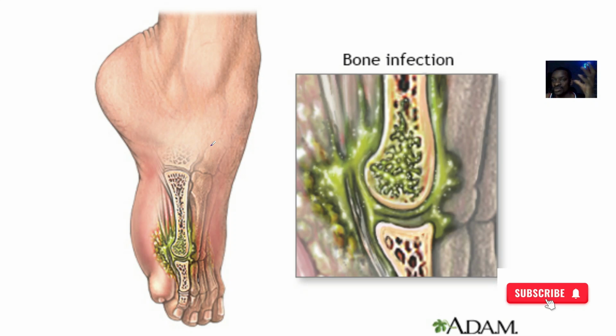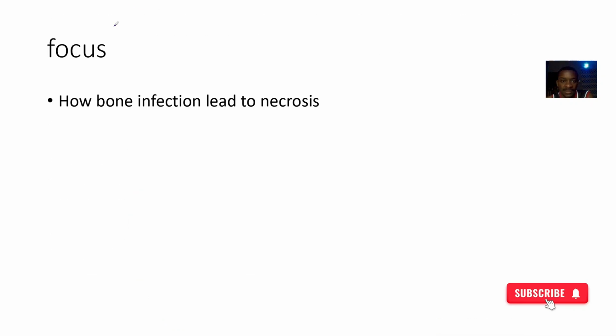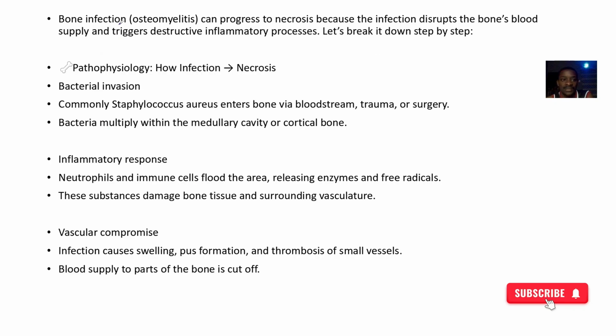If it is muscles, they are becoming fibrotic. If it is bones, they are also becoming weak. You understand? So basically, they said that bone infections can actually lead to necrosis because the infection is now disrupting the blood supply. Do you understand? So it is the blood supply.